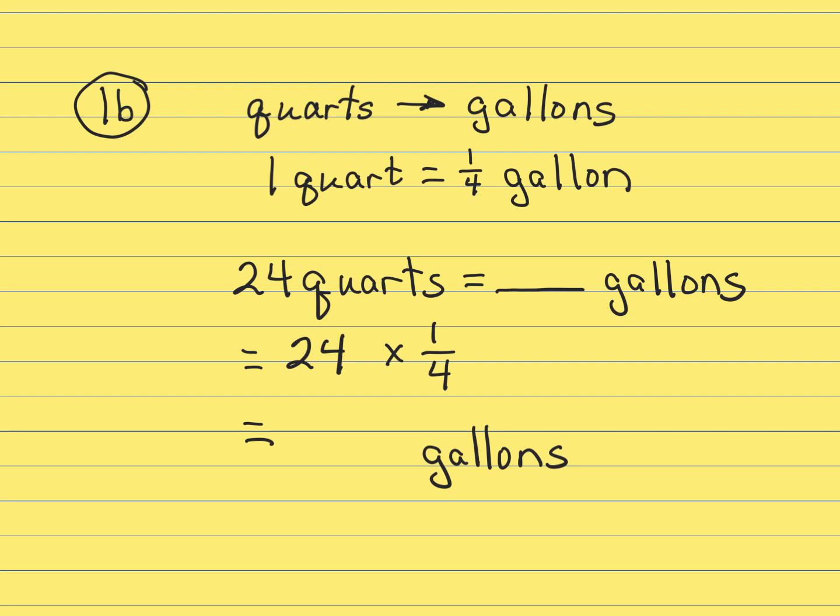Okay, the next one, 1B, is quarts to gallons. So it takes 4 quarts to make a gallon. So 1 quart is equal to 1/4 of a gallon, just part of a gallon, because it takes 1/4, 1/4, 1/4, 1/4, 4/4 to make a gallon. So if we had 24 quarts, it equals how many gallons? So we have 24 times 1/4. We can just put that like that. And so we can say we have 24 fourths, and we can divide that, and we can say that we have 6 gallons.